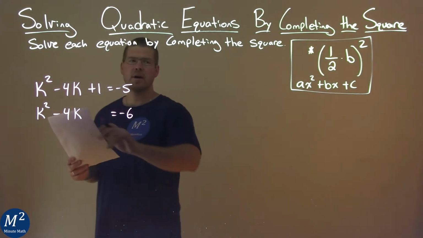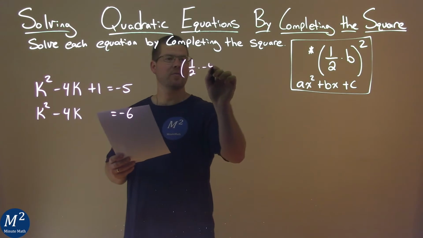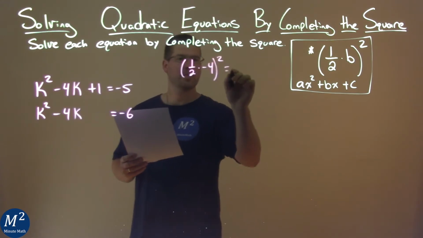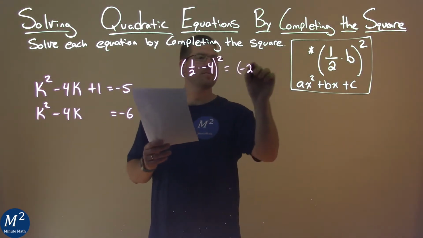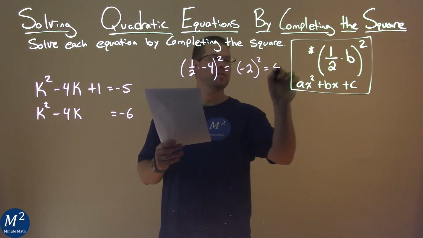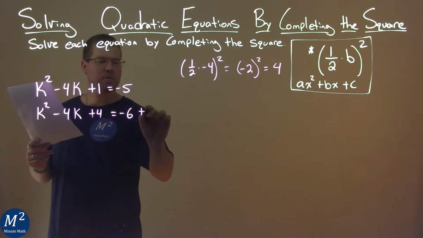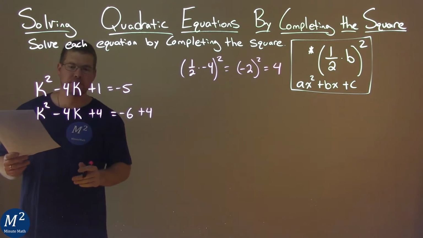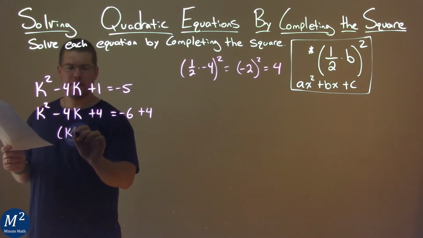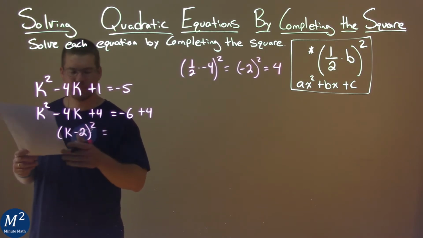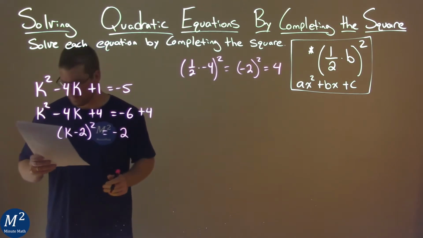I now look at my b value, which is negative 4. I'm going to use my formula: 1/2 times a negative 4, all squared. Well, 1/2 times a negative 4 is a negative 2, and we square that, and we get a positive 4. So now I'm going to add a 4 to both sides of the equation. From here, the left-hand side is a perfect square, k minus 2, all squared. The right-hand side, well, negative 6 plus 4 is a negative 2.